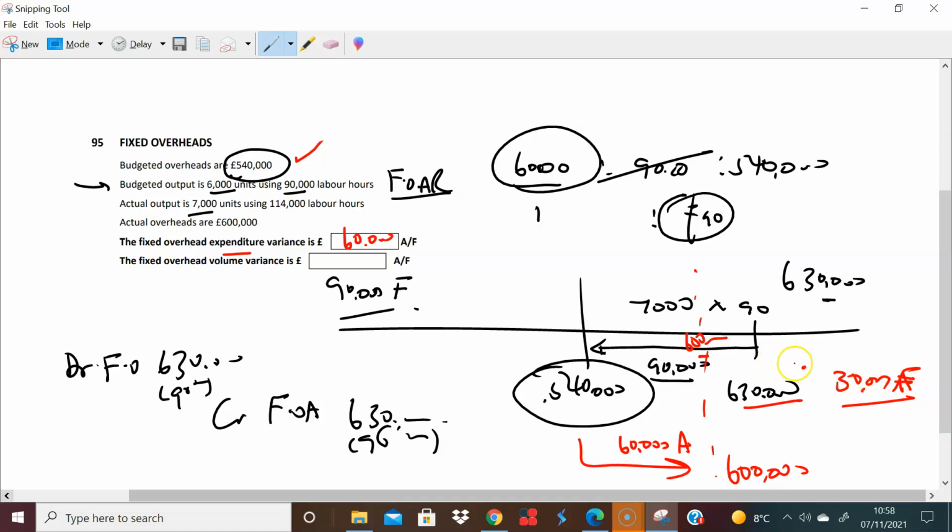That's what you'd have done. You'd have said, how did I get a £30,000 favorable variance? How did I go from 630 to 600? I'm telling you how we got there. This is your budget. You then flexed it and did everything to it, and then you have 630. So I'm telling you, fix this first, bring it back down to 540, and then compare that with the 600,000. So these are your answers. Hopefully that helps with that.